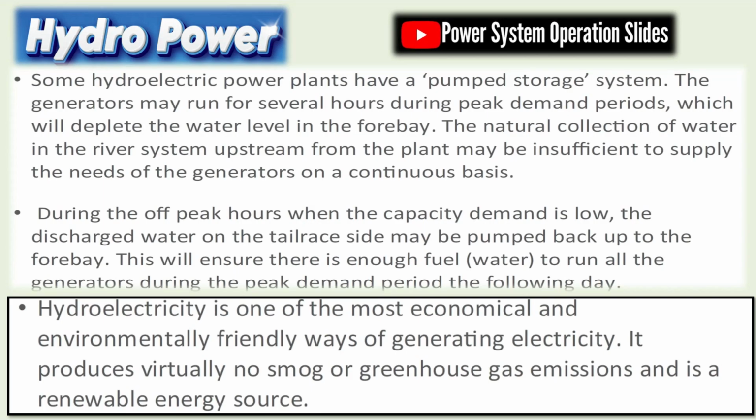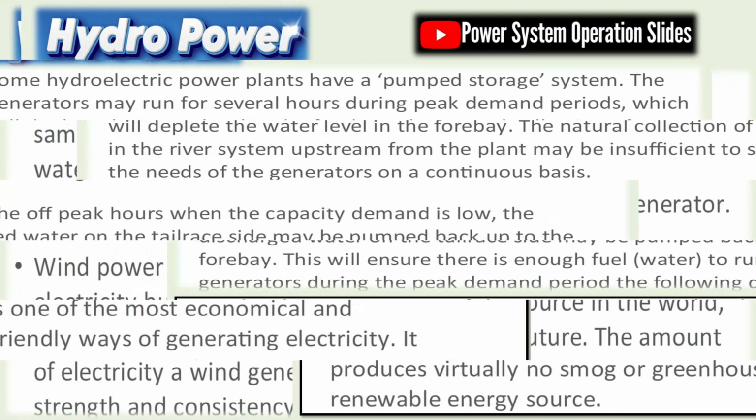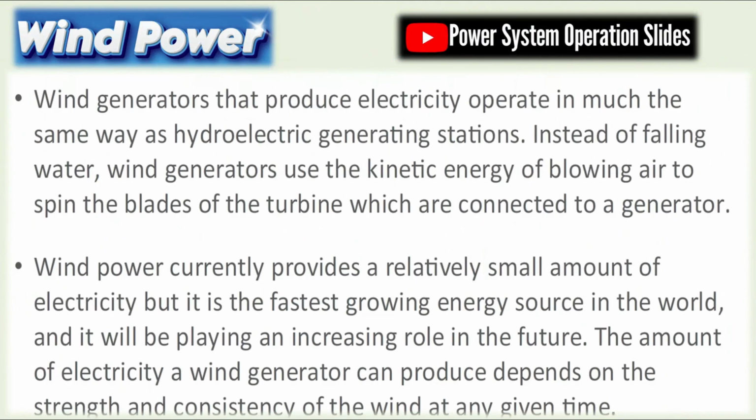Wind turbines use rotor blades connected to a gearbox and generator. Their output varies with wind speed. Modern wind turbines feature pitch and yaw control for performance optimization and grid stability.